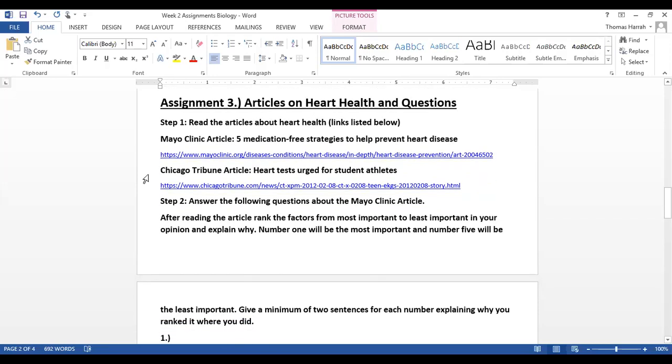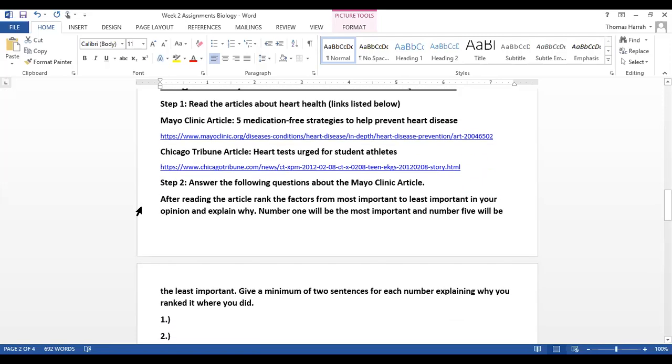The second article is by the Chicago Tribune. This is a famous newspaper in Chicago. A reporter at that newspaper wrote an article titled "Heart Tests Urged for Student Athletes." So you're going to read that article, and then you're going to answer questions about the 2 articles.